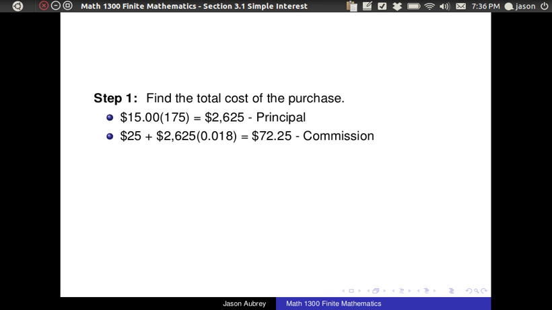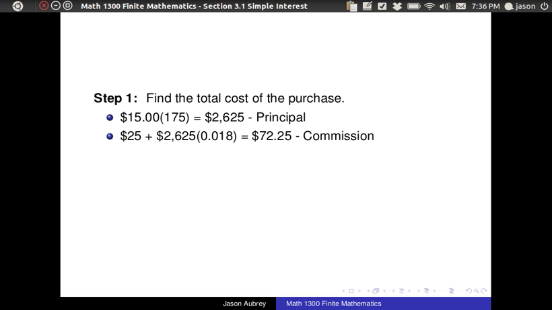Well, that $2,625 is under $3,000. For transactions of under $3,000, the commission is a flat $25 fee plus 1.8% of principal. So the commission comes to 25 plus 2,625 times 0.018, and that comes to $72.25 commission. So in order for the stockbroker to buy that stock for you, you're going to have to give him the money for the stock, the 2,625, and you're going to have to give him the money for the commission, the $72.25.